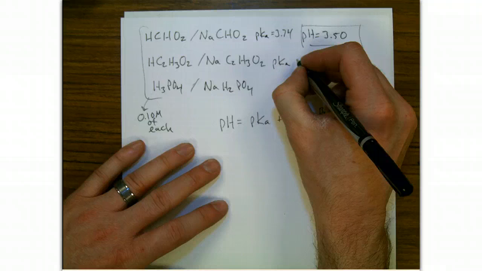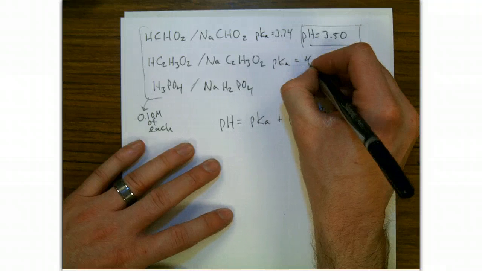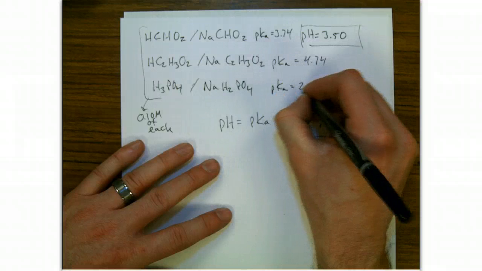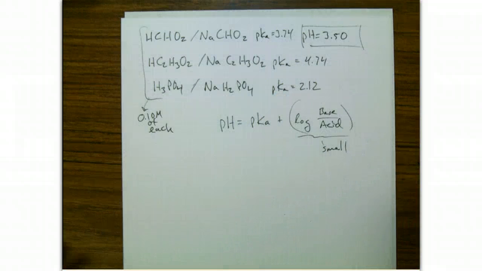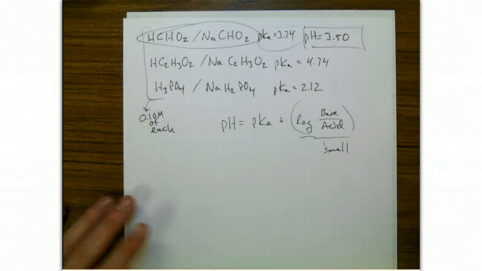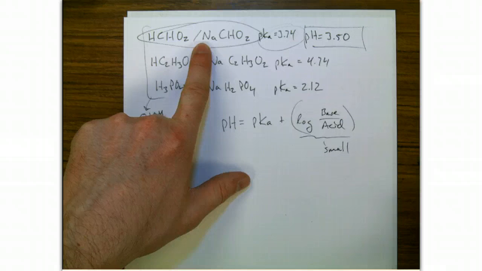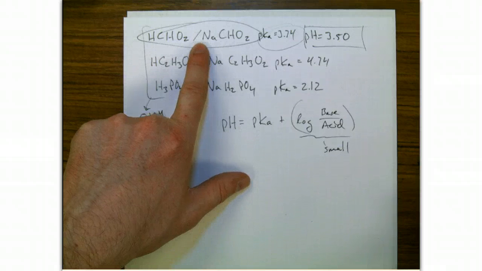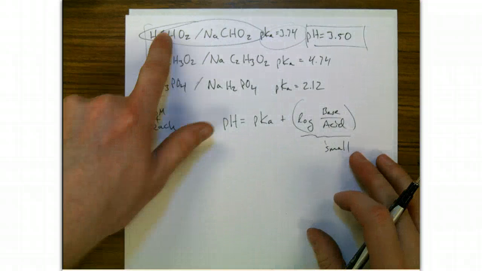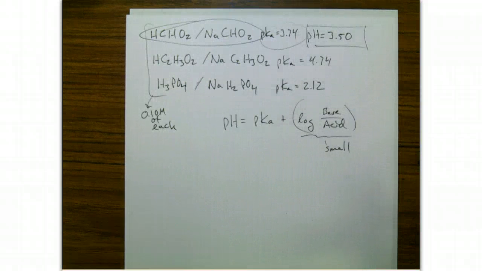Then I have the pKa for this acid is going to be 4.74, and the pKa for this one is 2.12. So out of these three, the one that's closest to my 3.50 is actually this pair. So I'm going to use this one as my combination for making up my buffered solution. Then they tell you have 0.1 molar of each of these, and they're asking for what volumes to use.